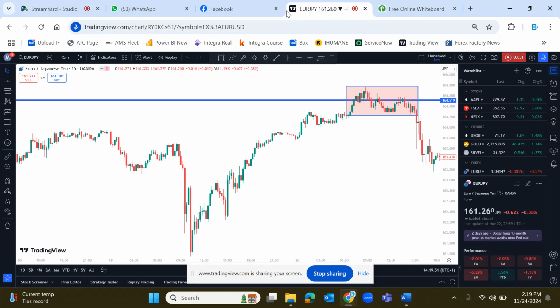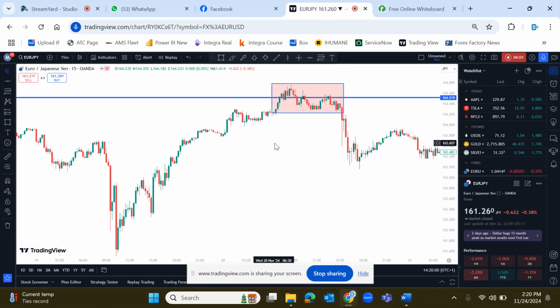Now, looking at what a market structure shift is from another perspective, a market structure shift is said to occur when the price reverses direction. Now this price was just giving up a delivery up.